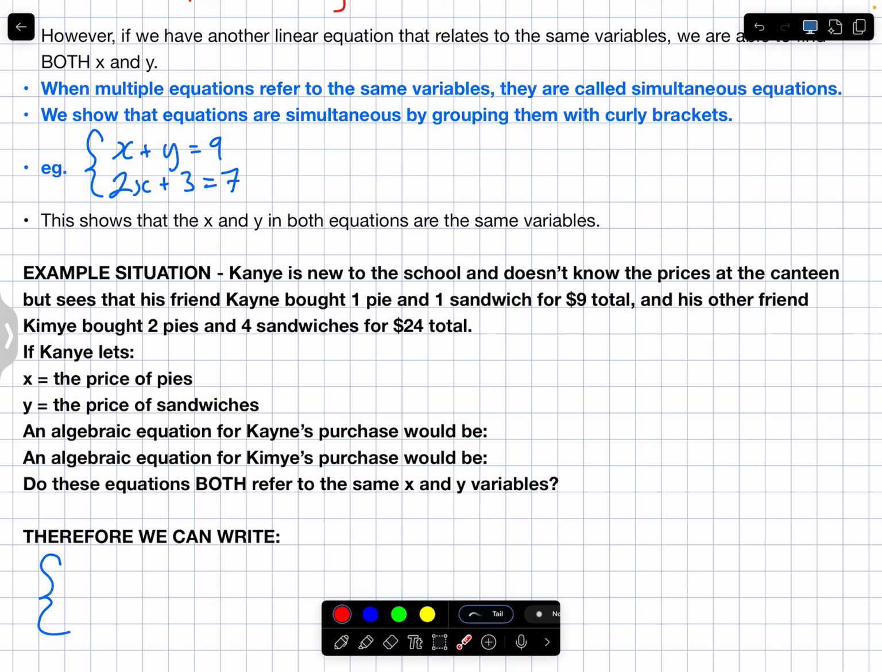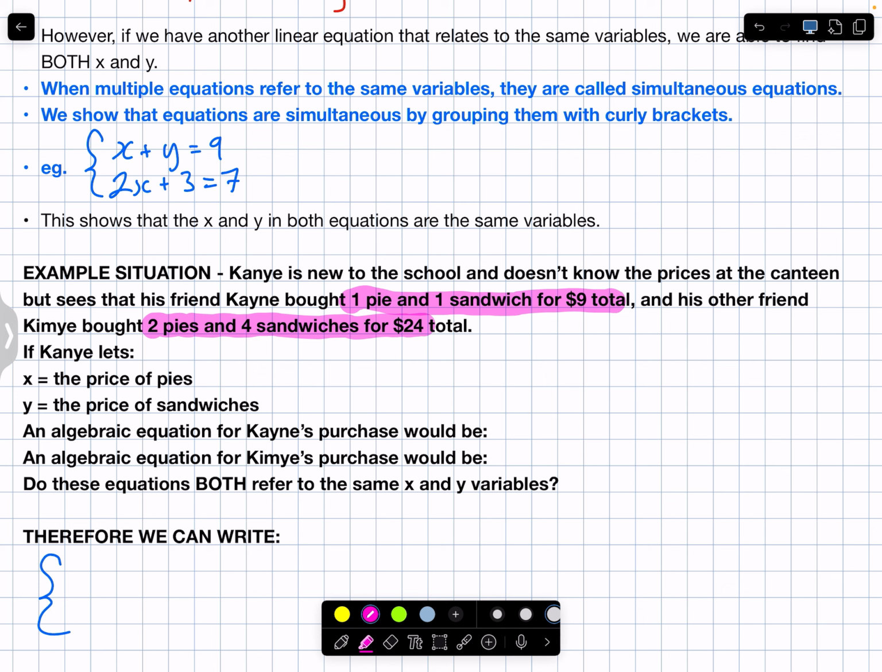All right, let's have a look at Kanye. Kanye is new to the school. He doesn't know the prices at the canteen. He's got crippling anxiety, so he doesn't want to go in there and ask them the prices. But he knows that his friend Kane bought 1 pie and 1 sandwich, and that cost them $9 total. And his other friend Kim Ye bought 2 pies and 4 sandwiches for $24. Kim Ye was a bit hungry, smacking down $24.